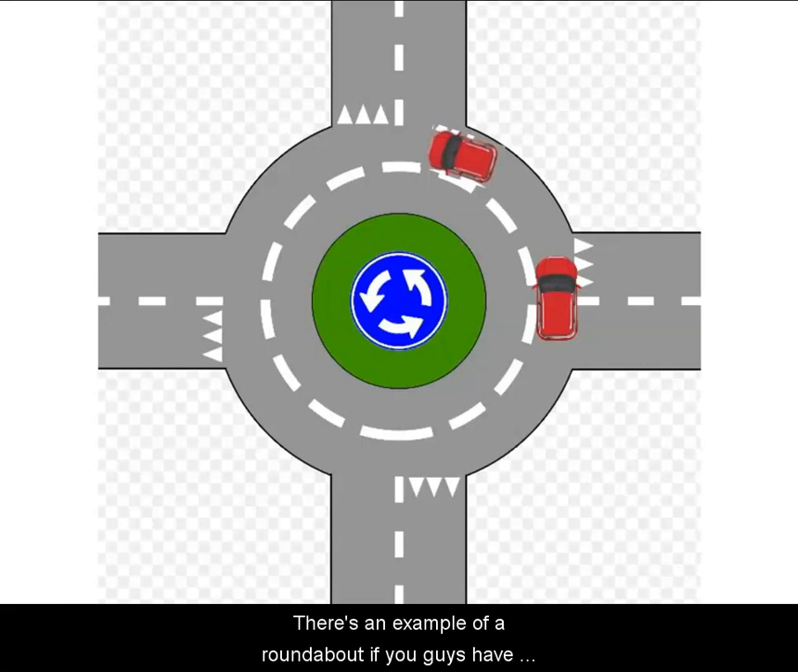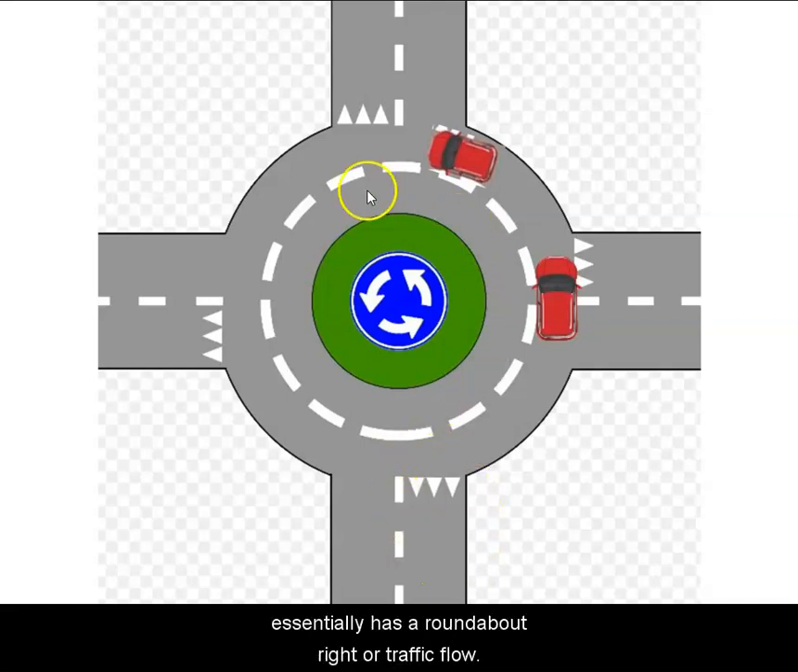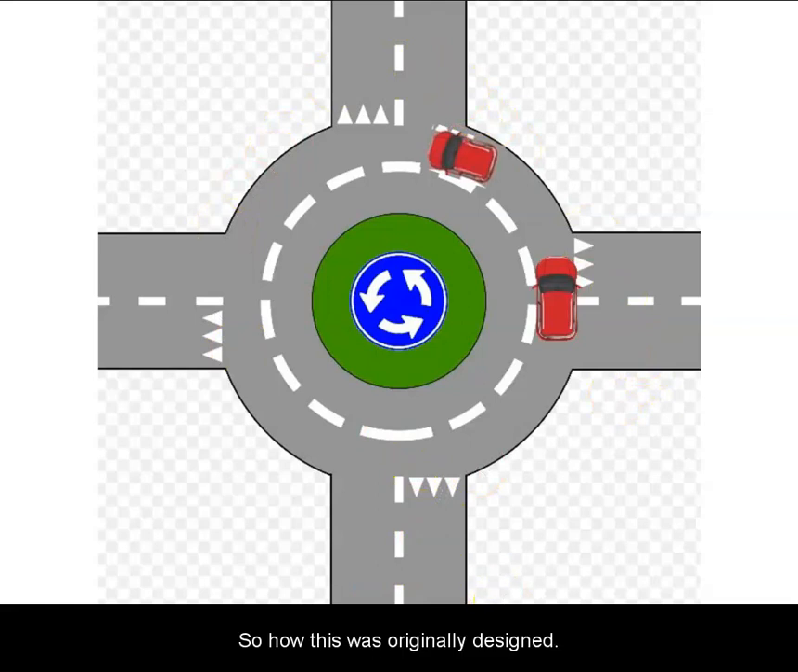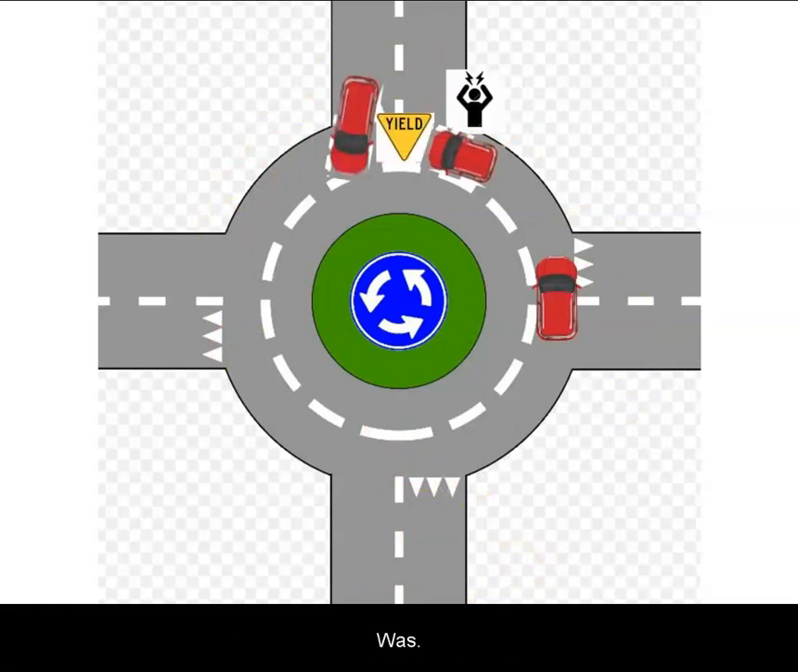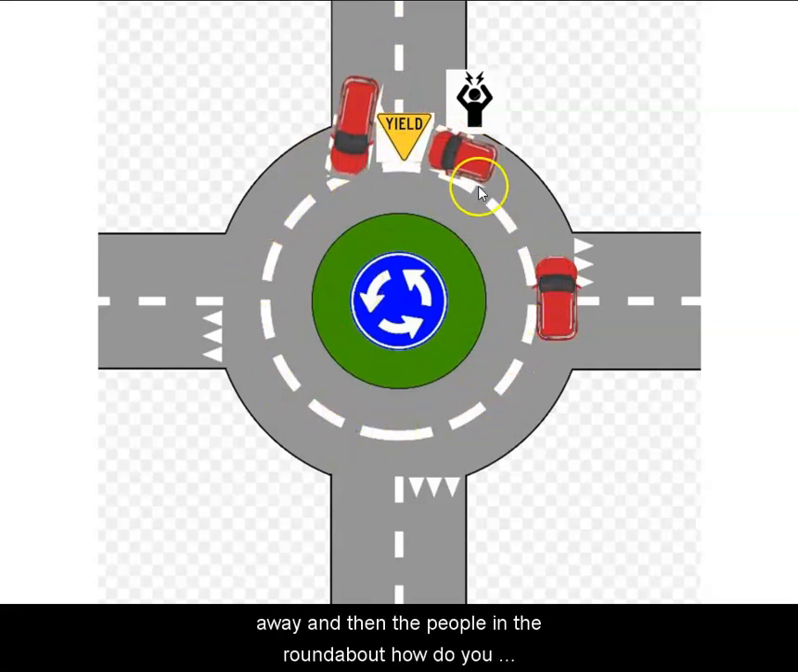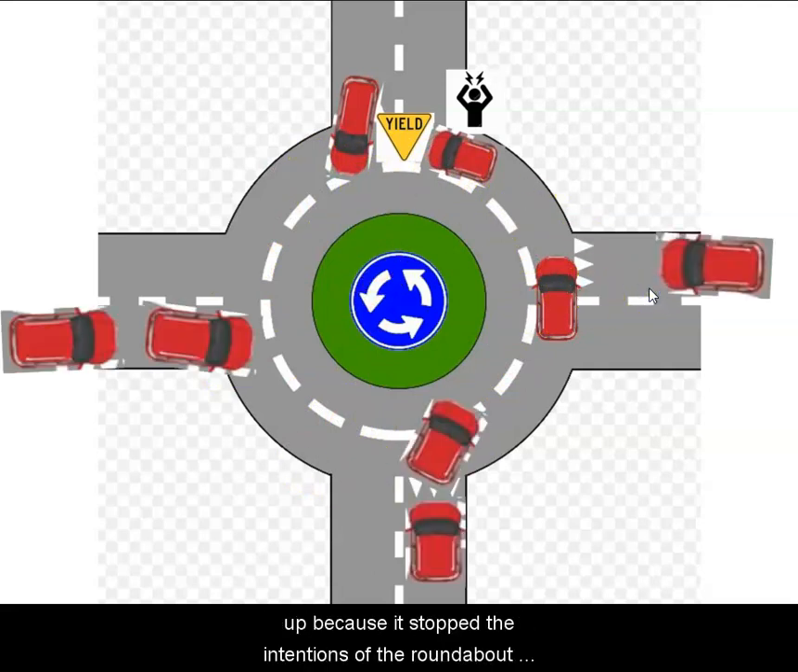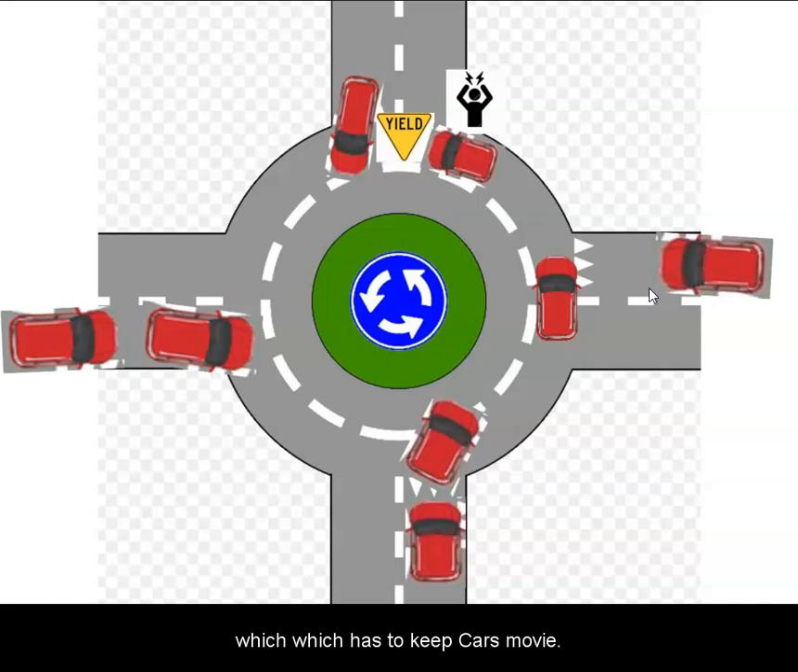Here's an example of a roundabout. If you have roundabouts in your town or not, a roundabout essentially has a circle where traffic flows, and then we have these on ramps and off ramps. How this was originally designed was that the person coming onto the roundabout had the right of way, and the people in the roundabout had to yield. So obviously you can see this caused tremendous amounts of backup because it defeated the intention of the roundabout, which is to keep cars moving.